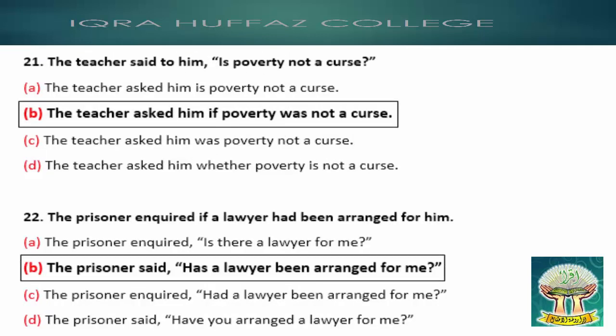Then question number 21. The teacher said to him, is poverty not a curse? This is a direct sentence, and in this direct sentence the reported speech is an interrogative sentence, a simple question starting with the auxiliary verb is. Option number B is the correct option. The teacher asked him if poverty was not a curse. Sentence number 22. The prisoner inquired if a lawyer had been arranged for him. This is also an indirect sentence given in the question, and you have to choose the direct sentence out of these four options A, B, C and D. And the correct option is B. The prisoner said, has a lawyer been arranged for me?